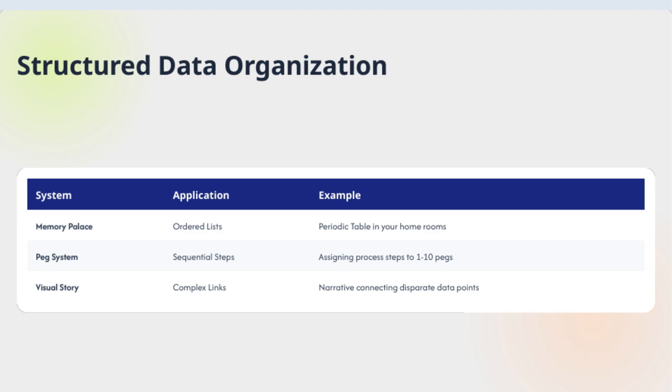step in a process. Ultimately, by applying these systematic approaches, whether through visual storytelling, ordered lists, or memory techniques, we can create a structured data organization that enhances understanding and recall. This is how we turn complex, scattered data into a coherent system that supports our learning and decision-making.